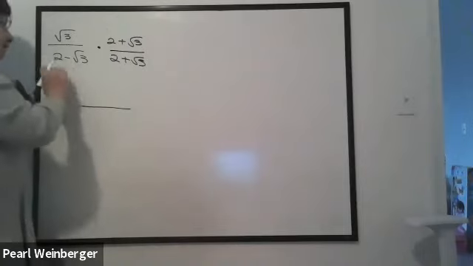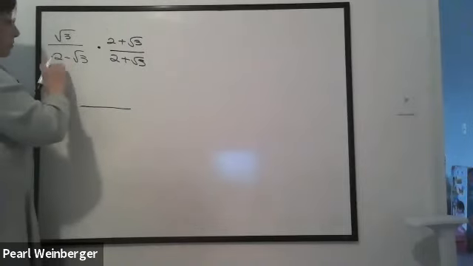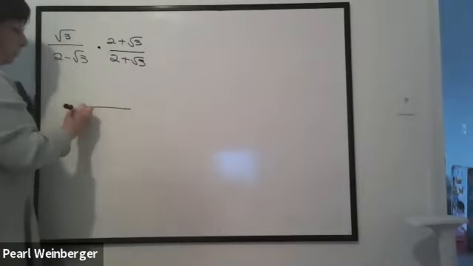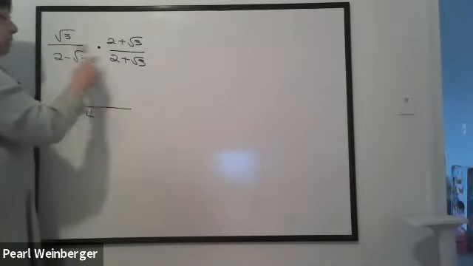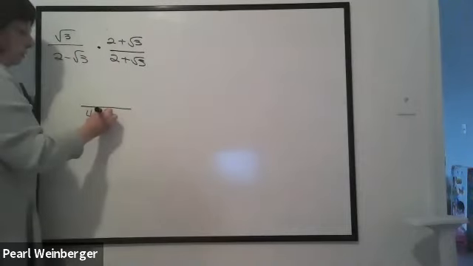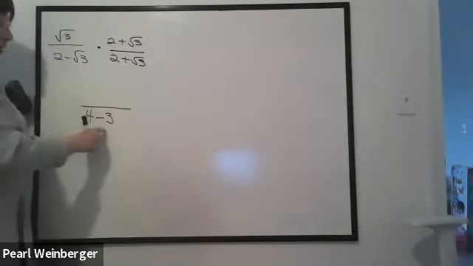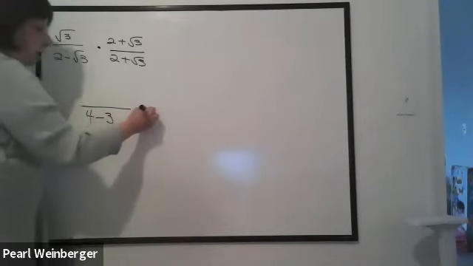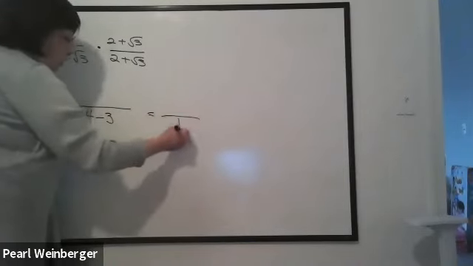Now again, as I said, I always like to do the denominator first. I don't know why, but I do. 2 times 2 gives me 4. Negative times positive is negative. Radical 3 times radical 3 is 3. And 4 minus 3 just gives me 1.